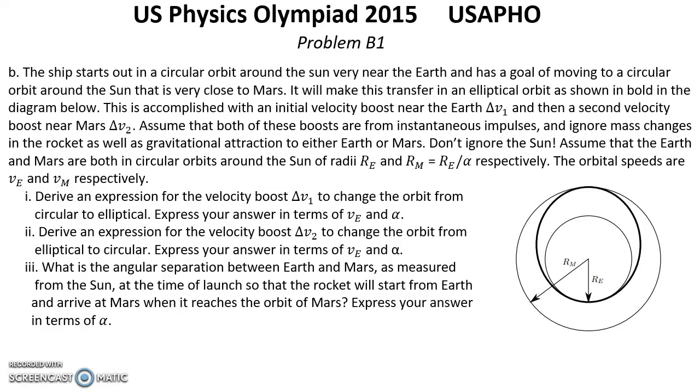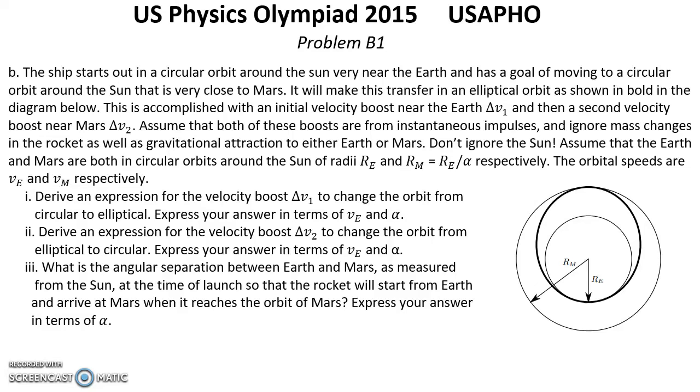as well as gravitational attraction to either Earth or Mars. Don't ignore the Sun. Assume that the Earth and Mars are both in circular orbits around the Sun of radii R_e and R_m equal R_e over alpha respectively. The orbital speeds are V_e and V_m respectively.